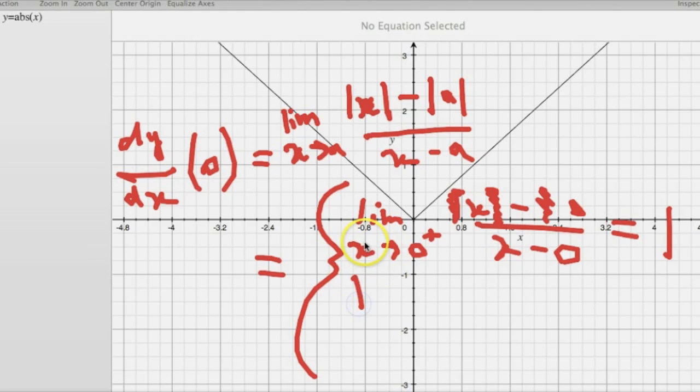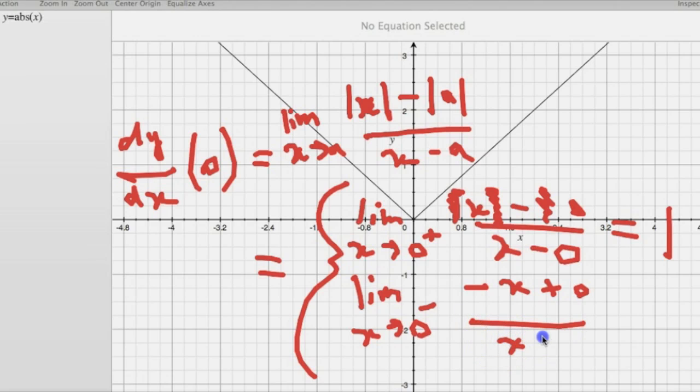And now we'll try to take it from the negative side of 0, so we get the limit as x approaches 0 from the negative side. And remember, the absolute value function when x is less than 0 is negative x. So we'll have negative x plus 0 over x minus 0, and that gives us negative 1. And so we're taking the same limit, and the same derivative basically.